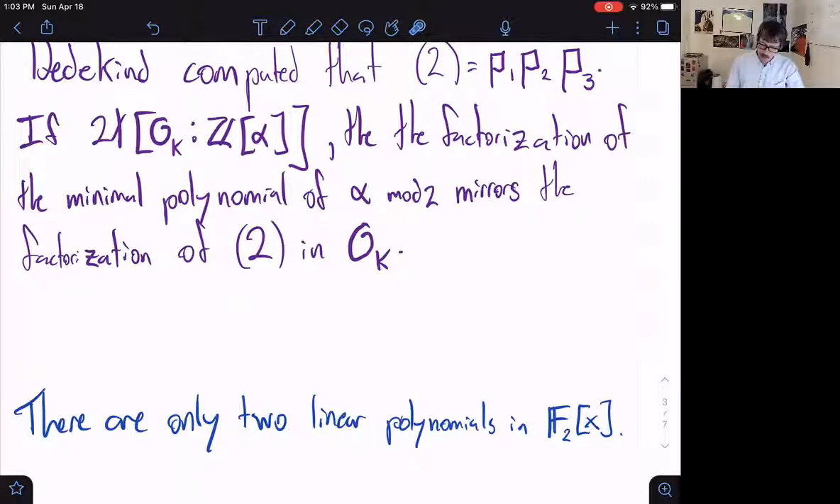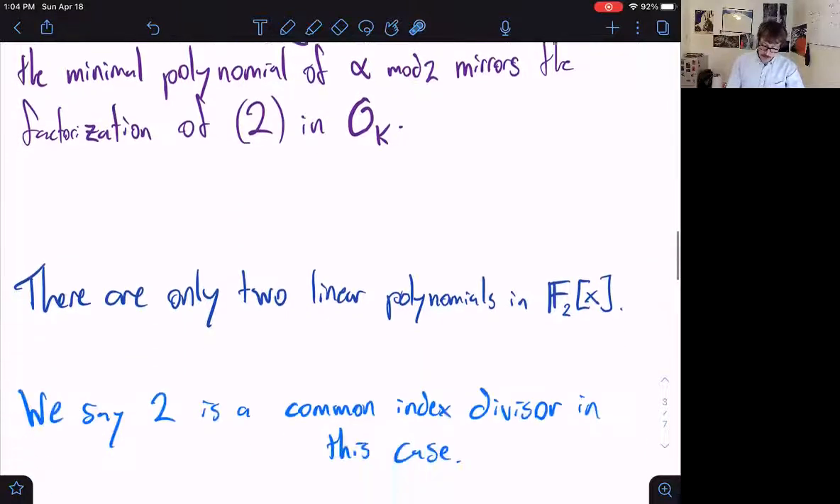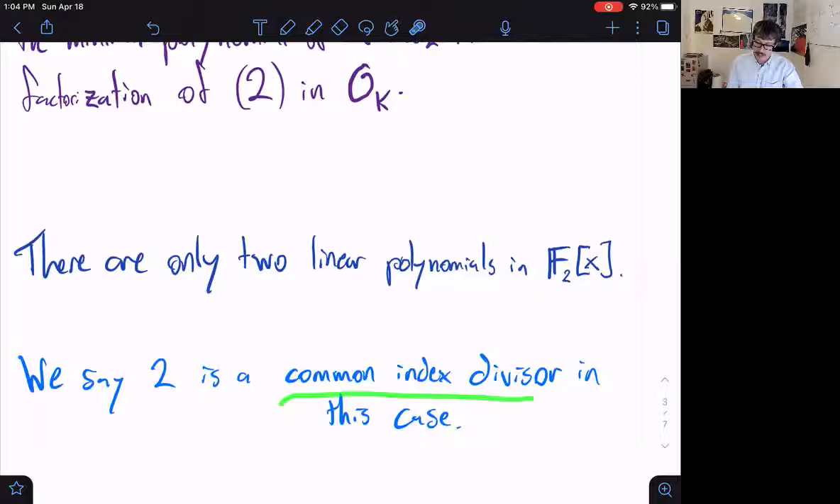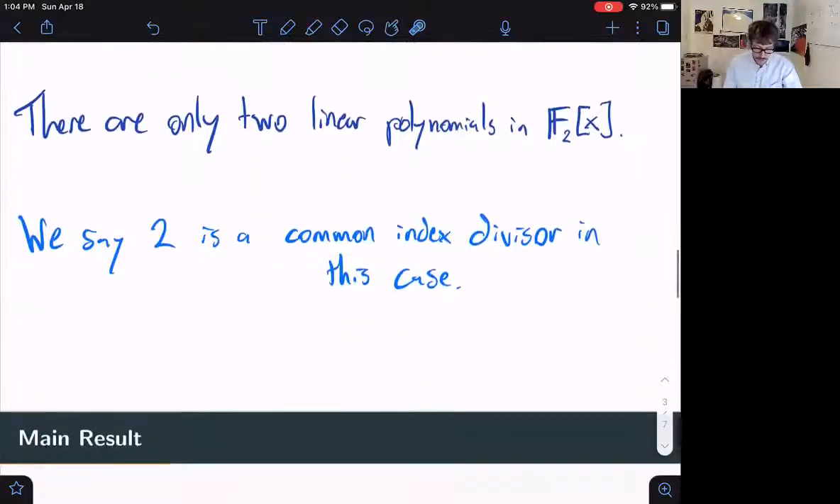And even more than that, 2 is going to divide the index of any monogenic order in the maximal order. So in this case, we say 2 is a common index divisor. And you also hear essential discriminant divisor and inessential discriminant divisor in the literature. And I think those two somewhat contradictory terms for the same thing are coming from the difficulty of translating the original German phrase for this phenomenon. But we call it a common index divisor to avoid confusion.